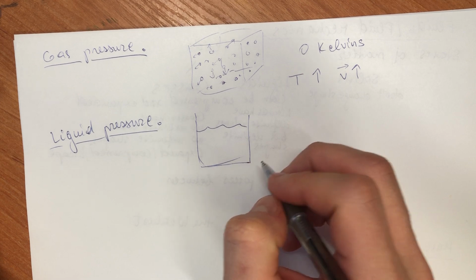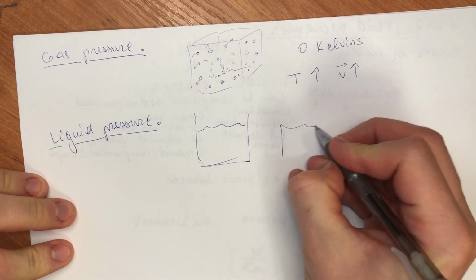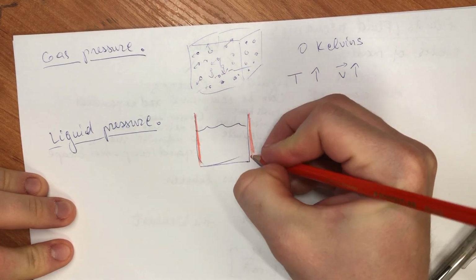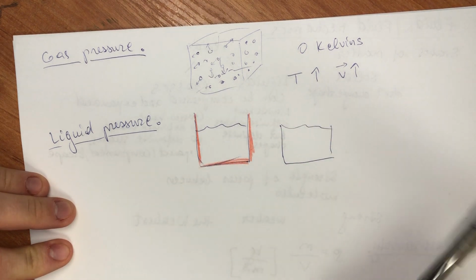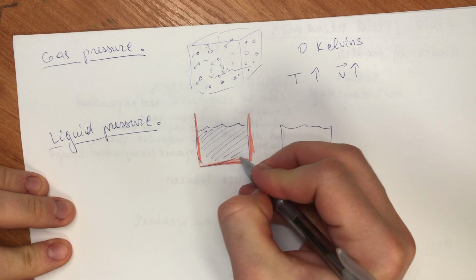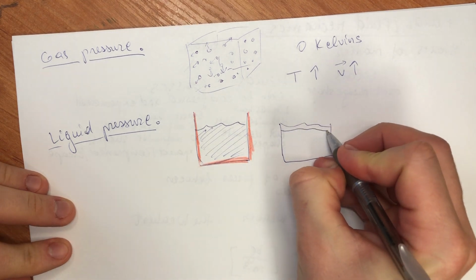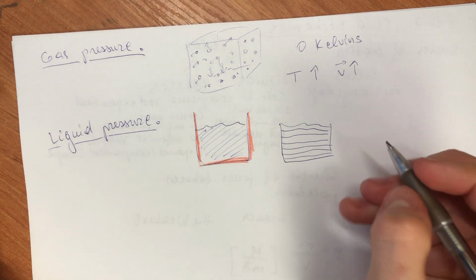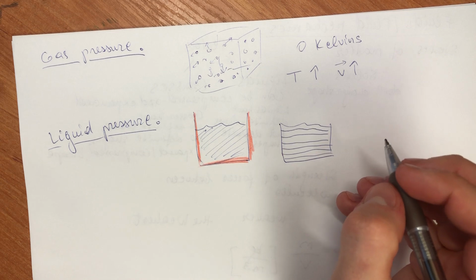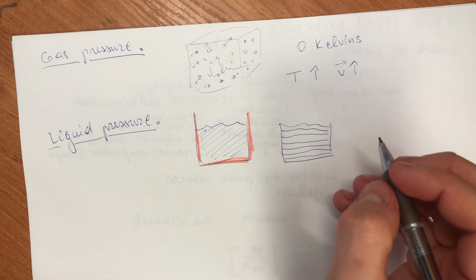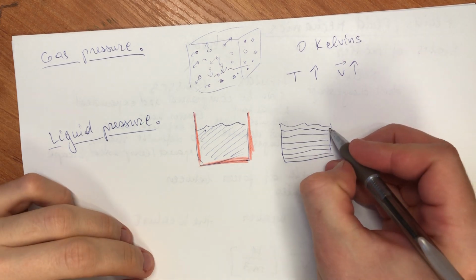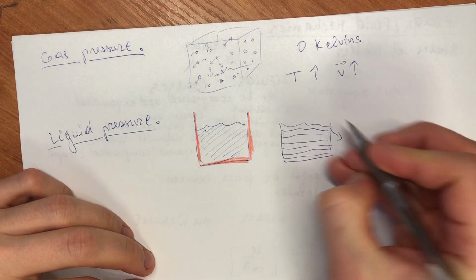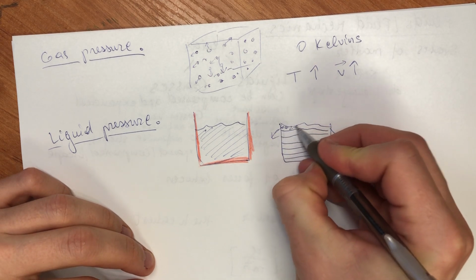So if we imagine that we had a liquid not in a container, just an imaginary situation. So this is the container, let's say this is the liquid, and let's imagine that the liquid is distributed in some kind of layers. These layers cannot support themselves. Let's say this part of the upper layer slips down to this side.